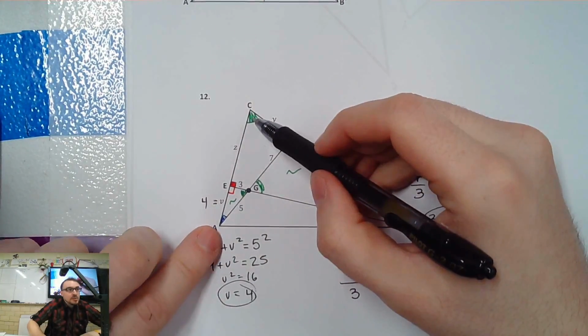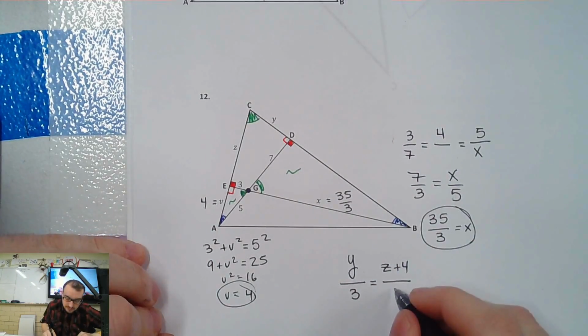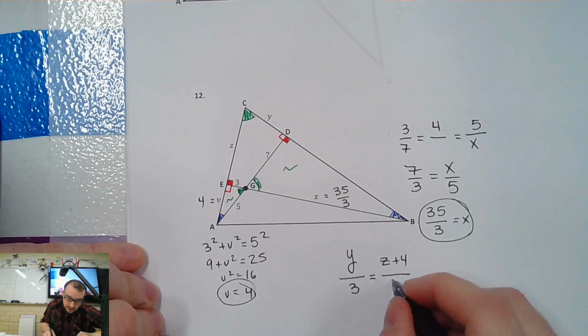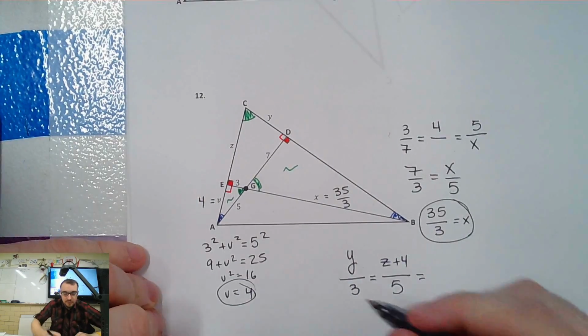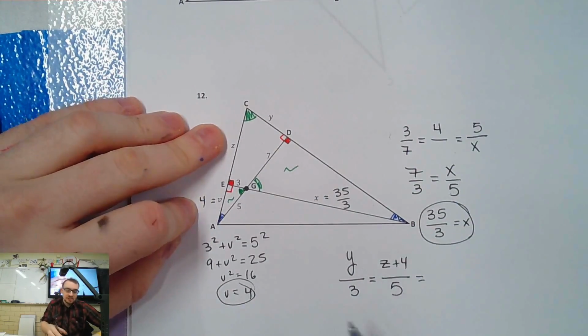That's between green and blue. What's between green and blue on the small triangle? Green and blue on the small triangle. 5. Yeah, very good. They're both the hypotenuses, right? Across from the 90, across from the 90. It'll happen to you. You'll say z instead of z plus 4.